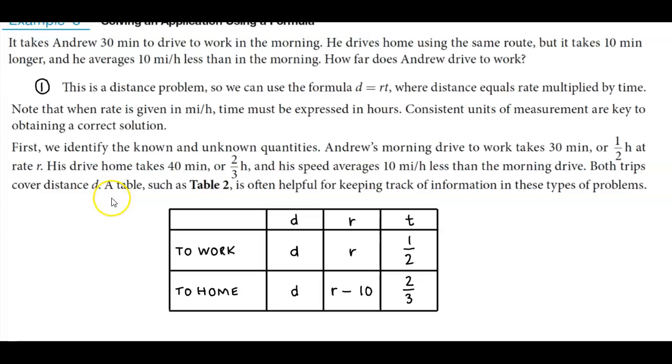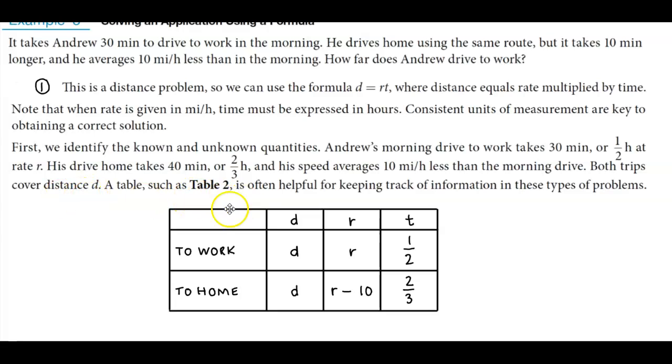First, we identify the known and the unknown quantities. Andrew's morning drive to work takes 30 minutes, or half an hour, at rate R. His drive home takes 40 minutes, or 2/3 of an hour, and his speed averages 10 miles per hour less than the morning drive. Both trips cover distance D, which is the same distance.